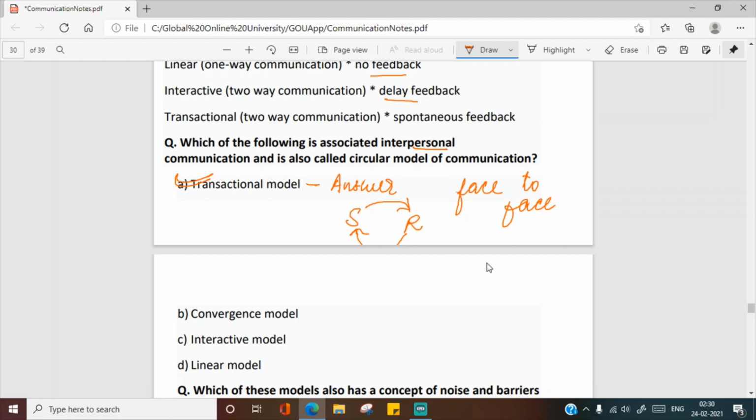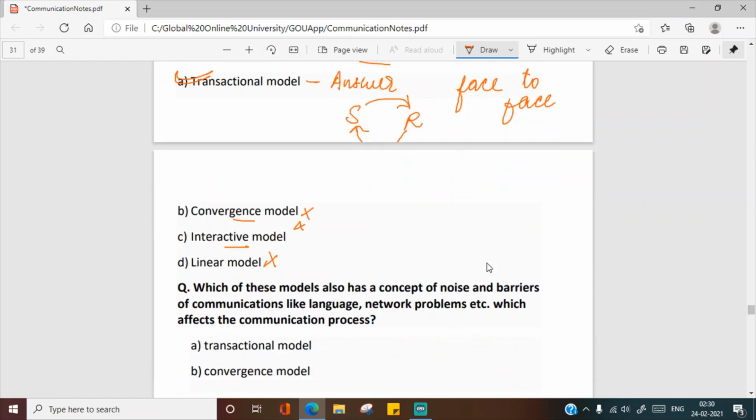Also, B and C will not be the right answer because of convergence. What is convergence? Convergence is nothing but the interactive model of communication. It is another name for the interactive model of communication. And linear will not be the right answer because they are talking about the circular model. Hence, D will not be the right answer.